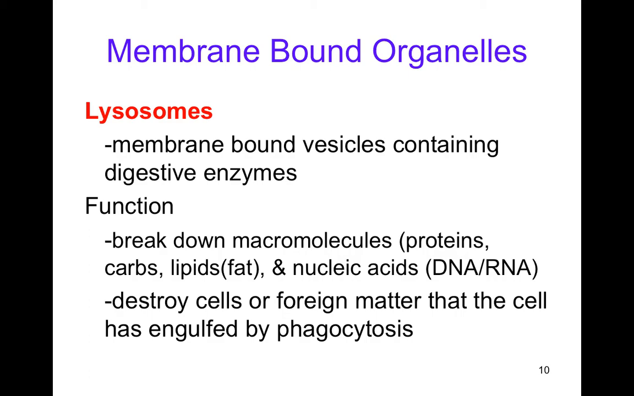They can also destroy cells and foreign matter that the cell has engulfed by a process called phagocytosis, which we'll talk about next unit or for the next test. But you don't need to know too much about it. This is basically what white blood cells do to bacteria or viruses inside your body. But we'll talk further about that next unit.